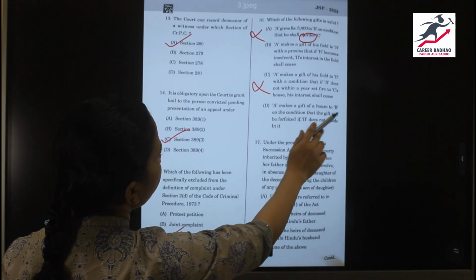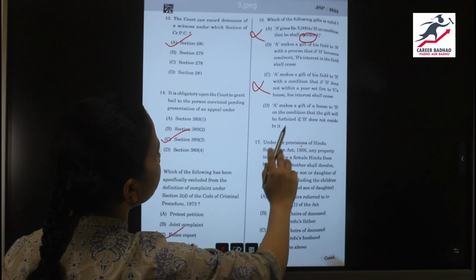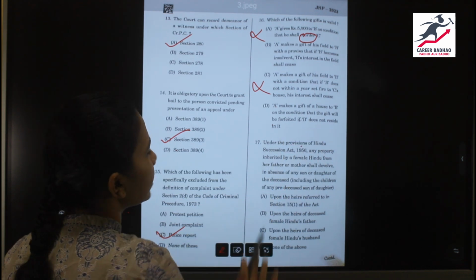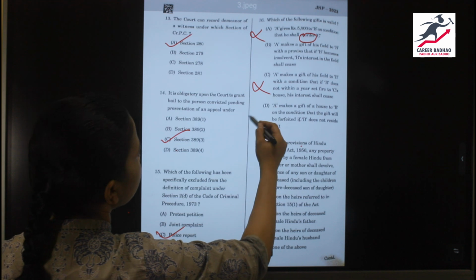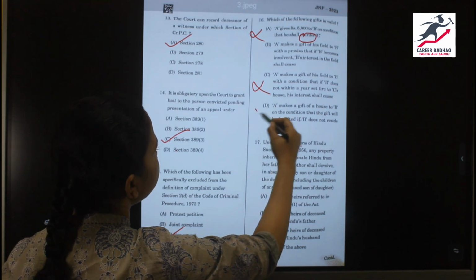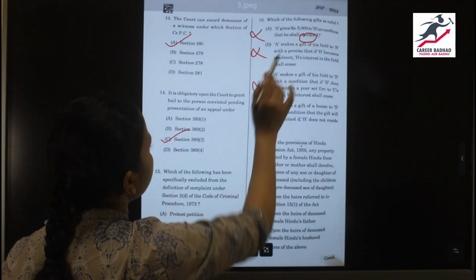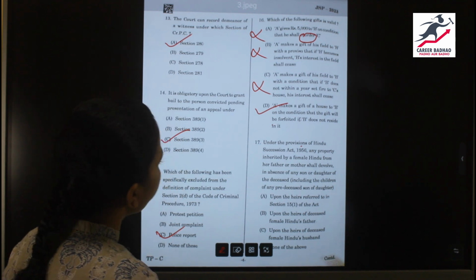Let's move to option D. A makes a gift of a house to B on the condition that the gift will be forfeited if B does not reside in it. So this seems to be a genuine condition. So this gift is valid and all the rest of the options are eliminated. Let's move to question number 17.